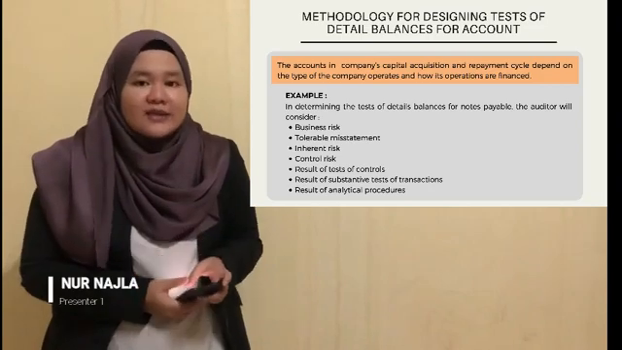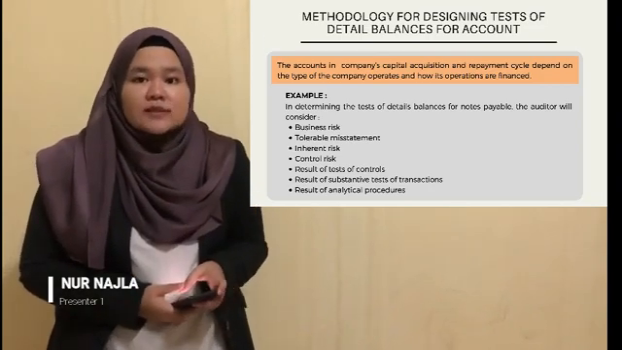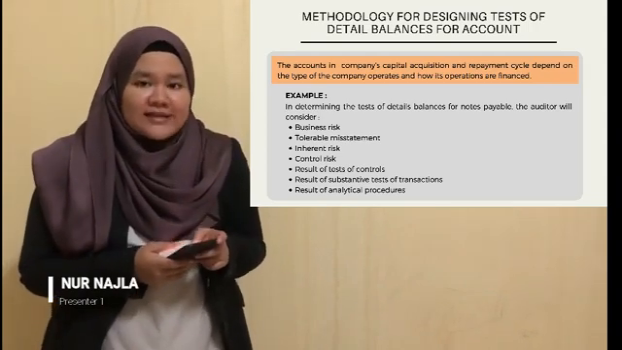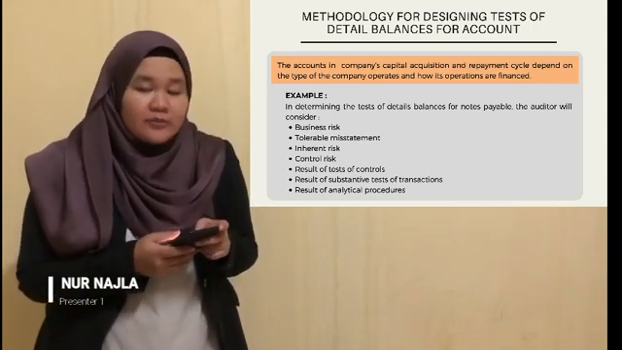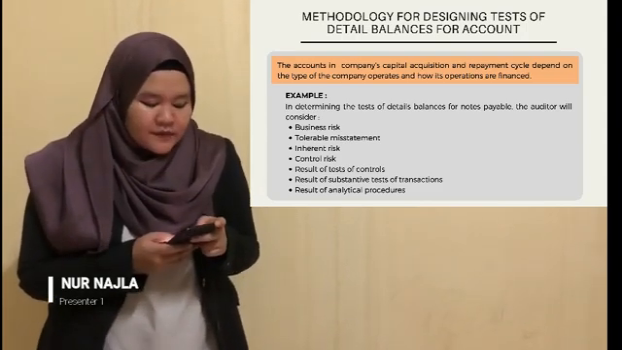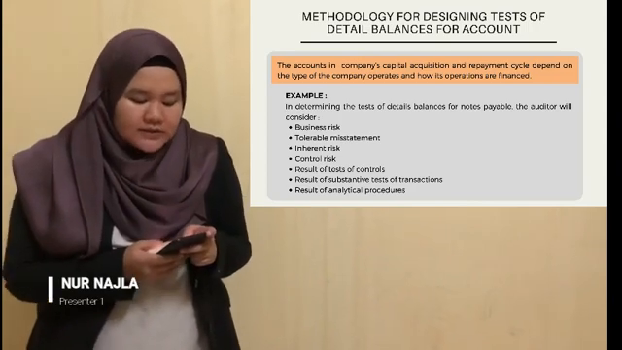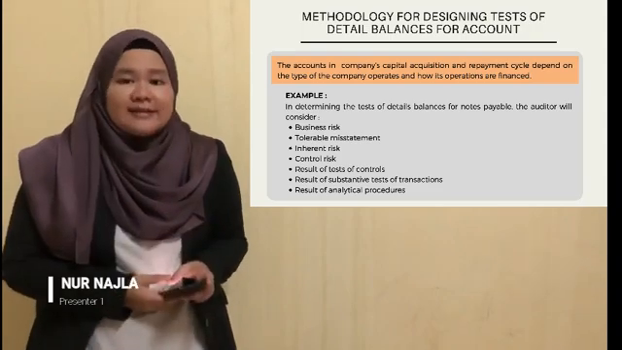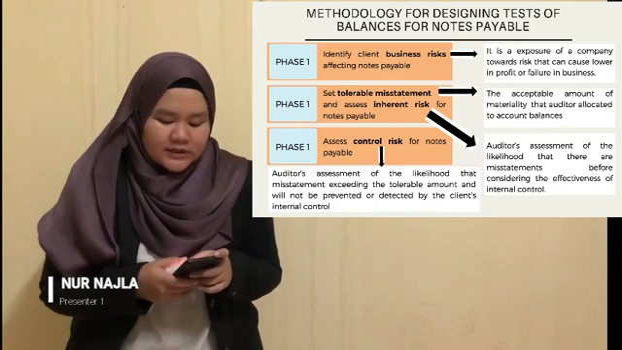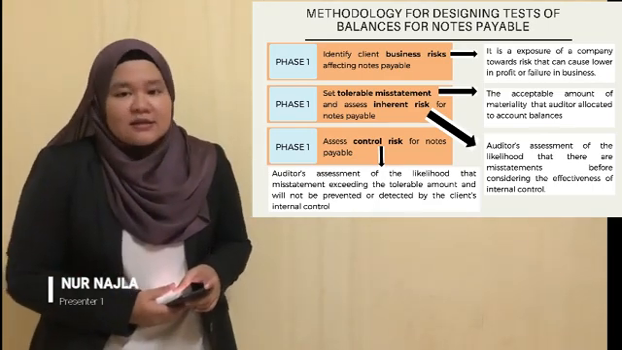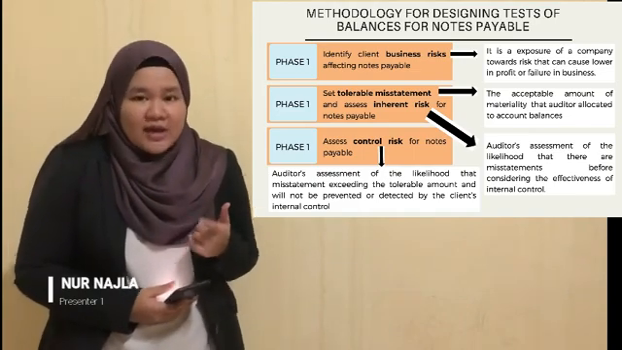During the audit of notes payable, the auditor will consider a few types of matters. The first one is business risk, tolerable misstatement, inherent risk, control risk, result of test of controls, result of substantive tests of transaction, and result of analytical procedures. For the next slide, this is the methodology for designing tests of balances for notes payable. We have three phases: phase 1, phase 2, and phase 3.